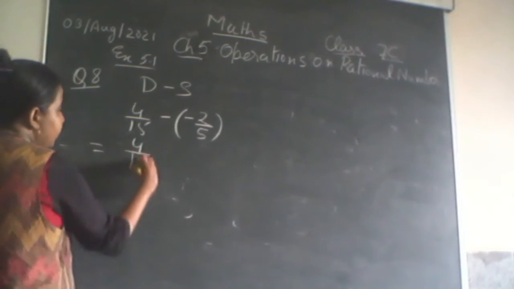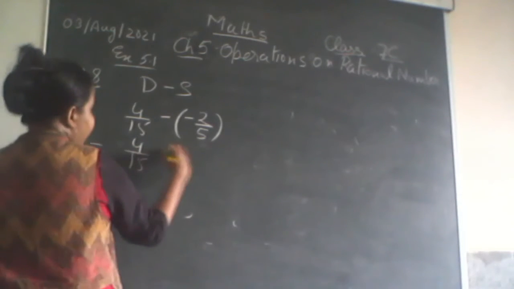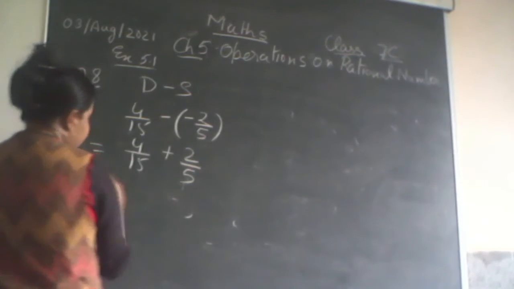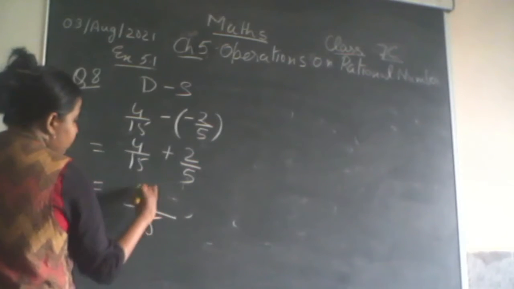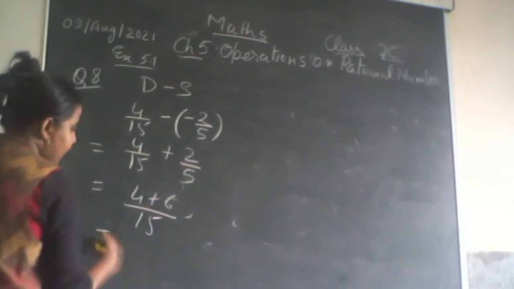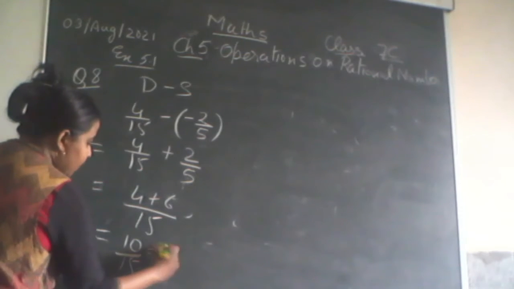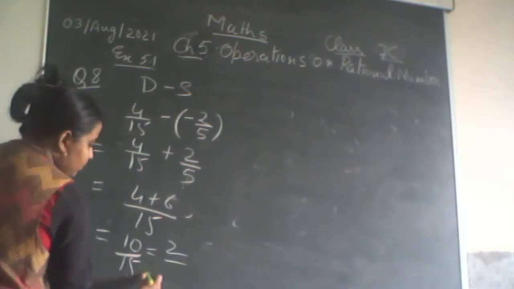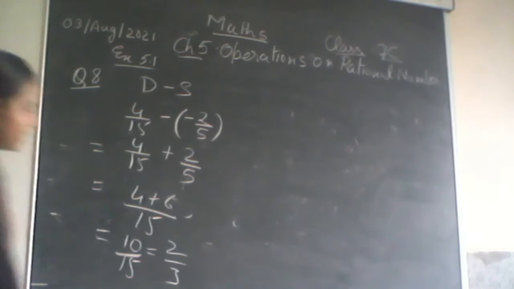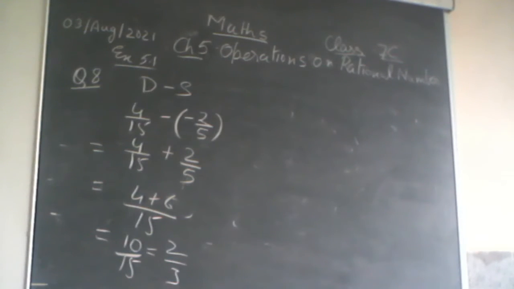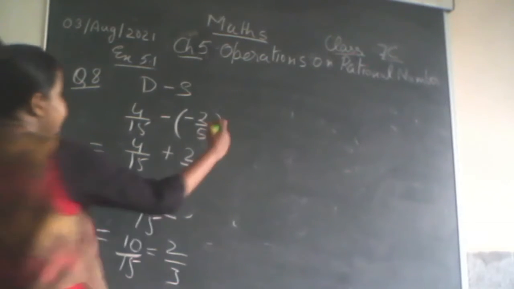4 by 15. Now you know the calculated value. Please help me fast. 2 by 5. LCM 15. 4 minus 6. That is 10 by 15. And if you write in the reduced form, 2 by 3. Yes?